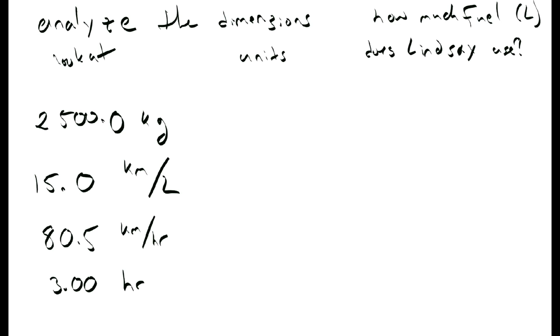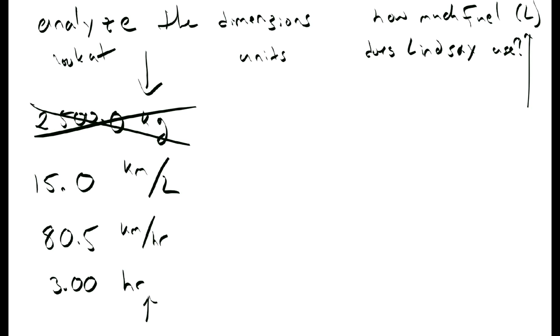Okay. So, you analyze the dimensions. That means you look at what you want to get to, and you look at what you have. Now, right off the bat, this 2,500 kilograms is unnecessary information. It doesn't give us anything. It's not helping us, because none of the other measurements has kilograms in it. But now we have kilometers per hour, kilometers per liter, and hour. So there is a way to get from what we have to what we want.